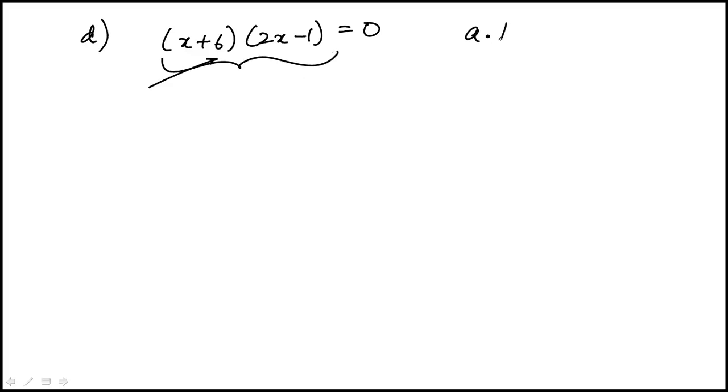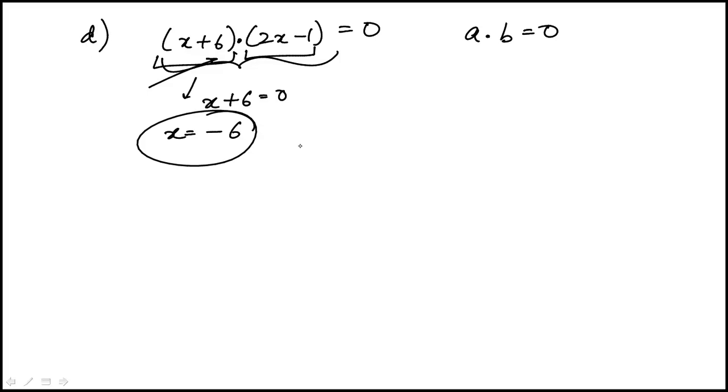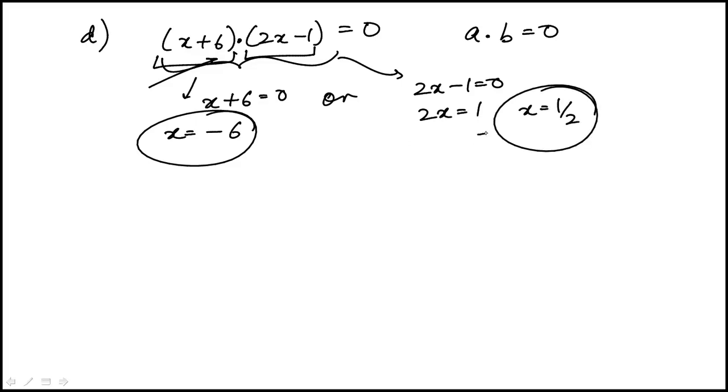D is x plus 6 times 2x minus 1 equal to 0. So here, it's not a good idea to do the distribution because you just end up with a quadratic, and you would have to come back here. So this has already been factored for you, and you can think of this as a product of two numbers, a times b is 0, and that would be true when either piece is 0. So if I force x plus 6 to be equal to 0, that means x could be minus 6, or 2x minus 1 is 0, which is equivalent to x is equal to half. So those are the two possible values of x that satisfy this equation.